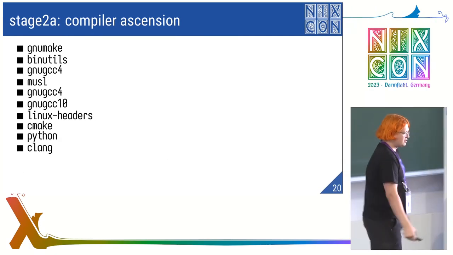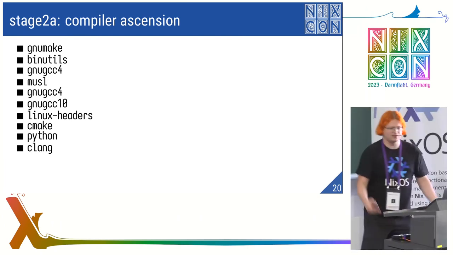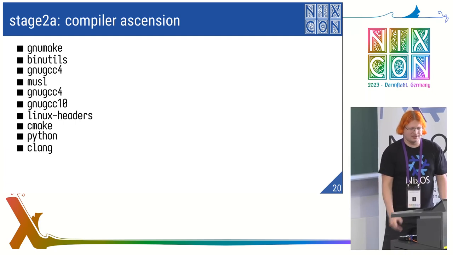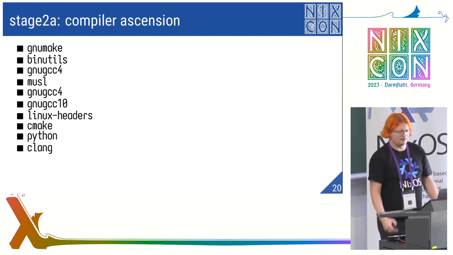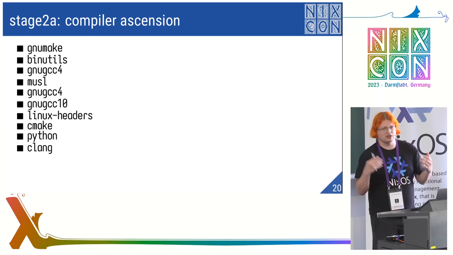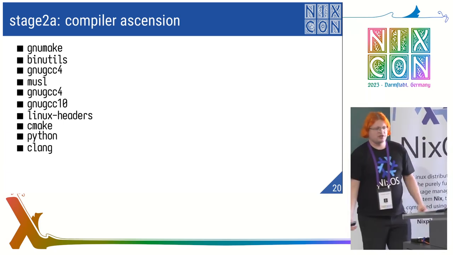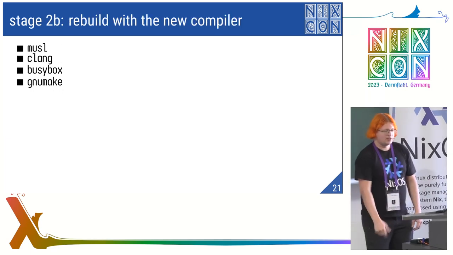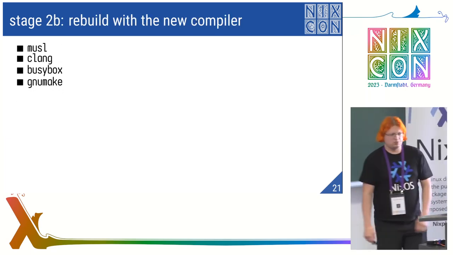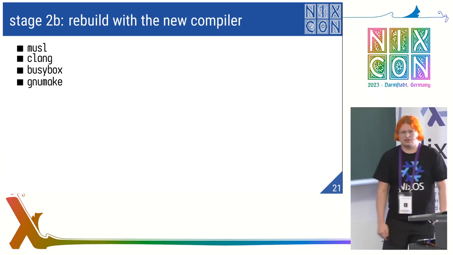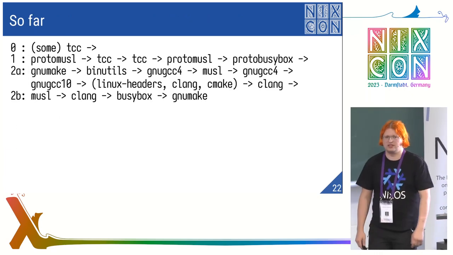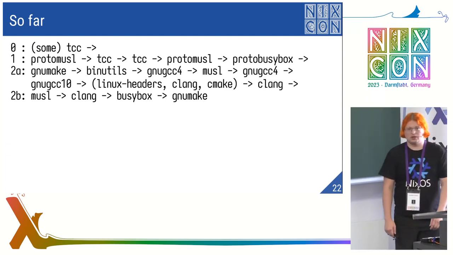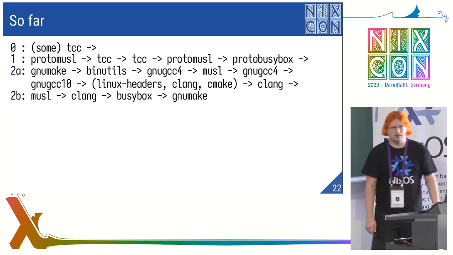From there, I went on to what I call compiler ascension. I want better compilers, so I built GnuMake, binutils, GCC4, Muzzle with actual build tools and not some random things. Then I built a GCC4 which can compile C++ code. From there I could get GCC10 and finally the latest and greatest Clang, with which I proceeded to rebuild all the basic stuff that I will need later. And this is more or less how it looked by this point. Phew. So I went from tiny CC to a modern toolchain.